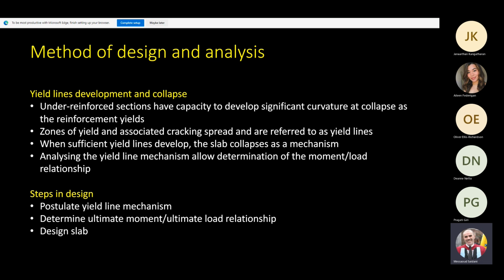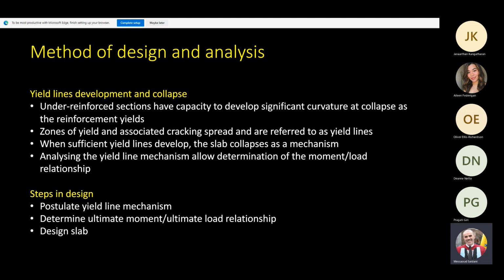Some principles of yield lines. How do yield lines develop, and how does the slab collapse? Under-reinforced sections have the capacity to develop significant curvature at collapse. In other words, simply put, if you've got a reinforced concrete slab, you've got the reinforcement in the slab.